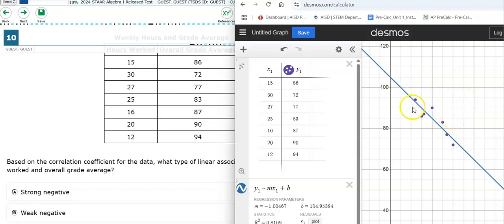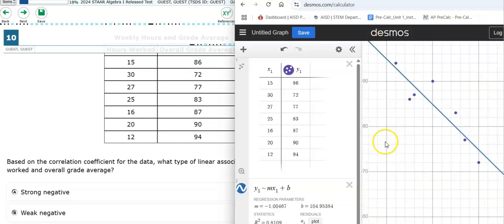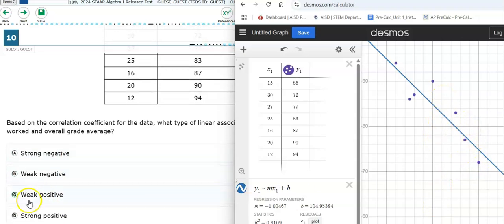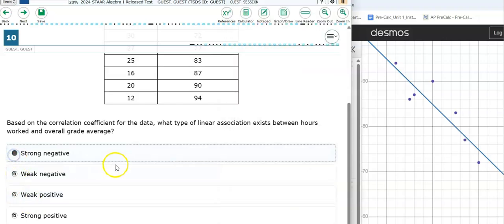If these points were all over the place, really widely spread and very far away, I would say it's weak. But they're all pretty close, so I would say strong negative. Yeah, that's what I would say.